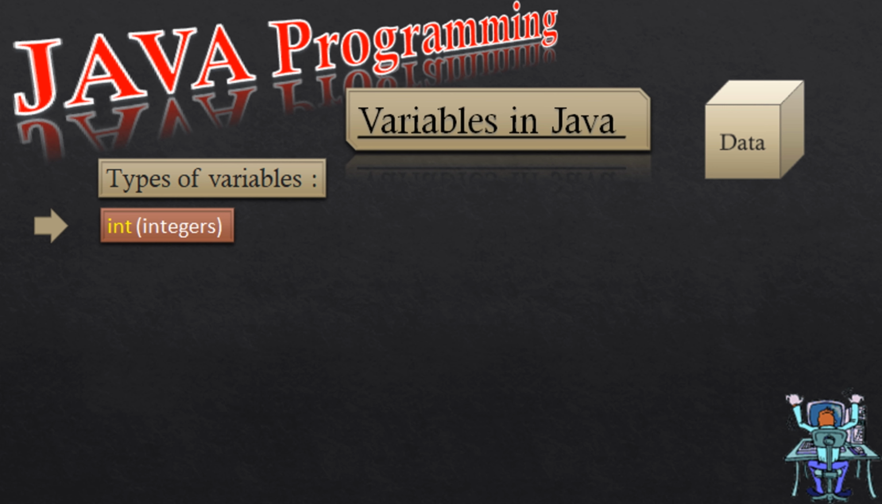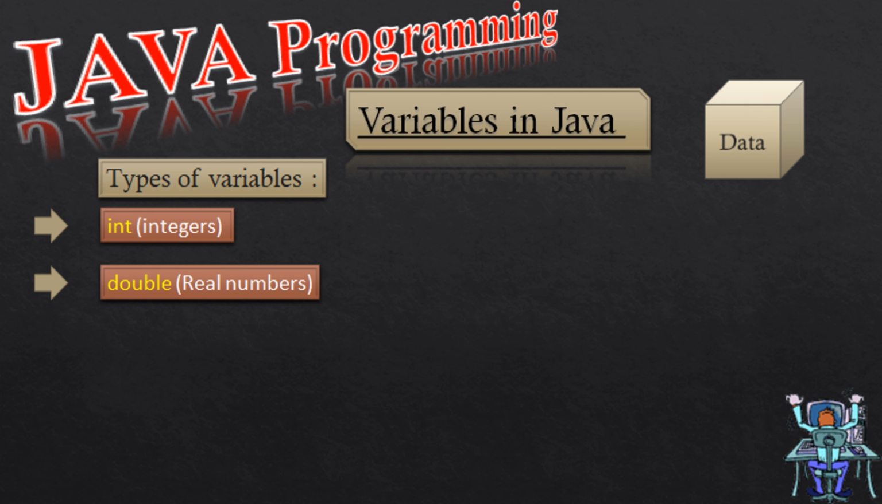So we have an integer example. As you can see, it's called int, a variable that stores whole numbers, for example 1, 2, -4, -40. Another type of variable is double. This stores real numbers, both positive and negative, with decimal points.